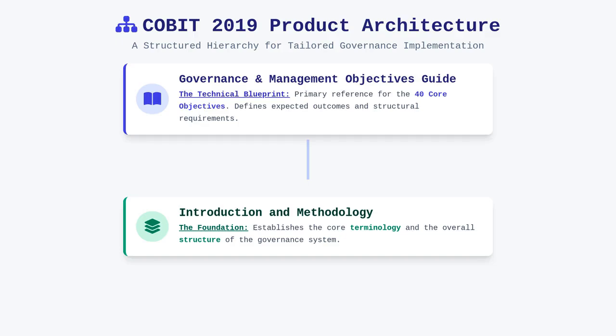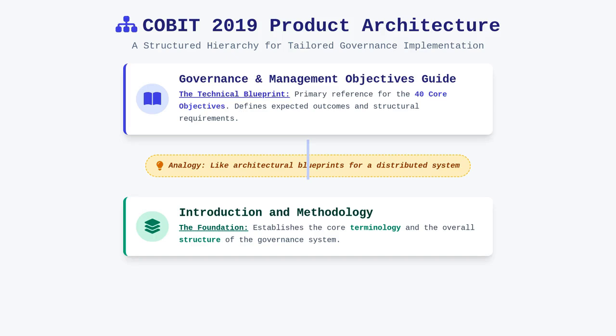Complementing this is the COBIT 2019 Framework: Governance and Management Objectives guide, which serves as your primary reference manual for the 40 core objectives. You can think of these as the technical specifications for an enterprise. They define the expected outcomes and the structural requirements for effective governance.